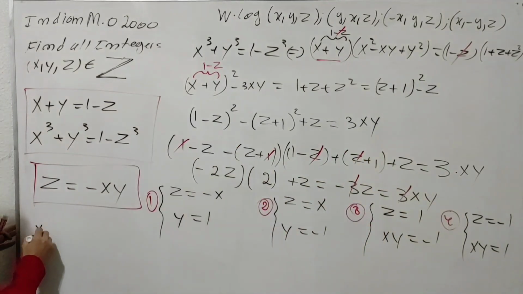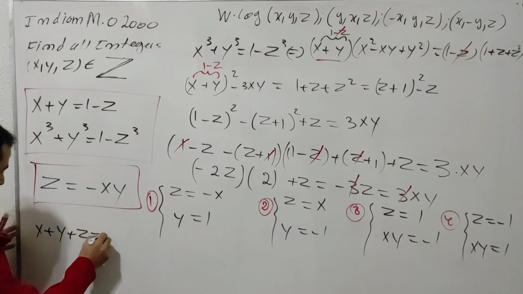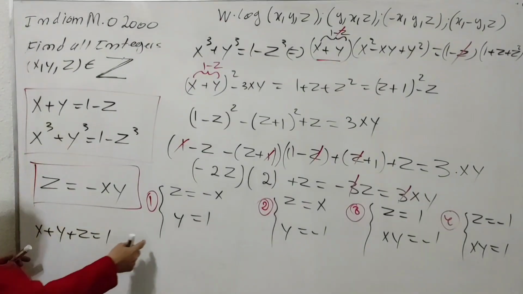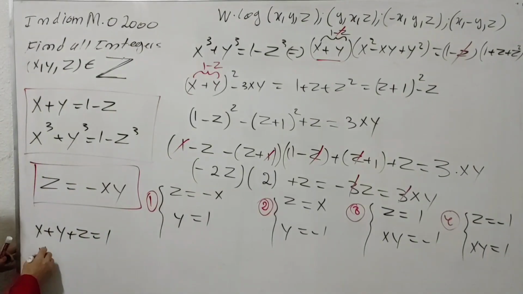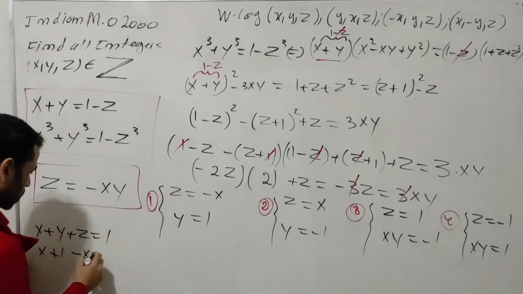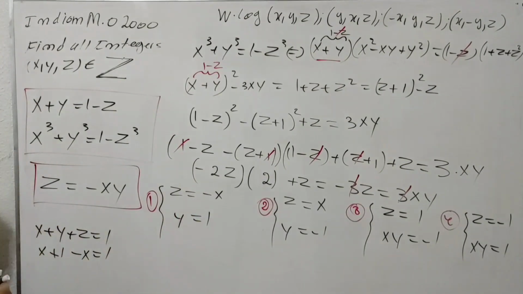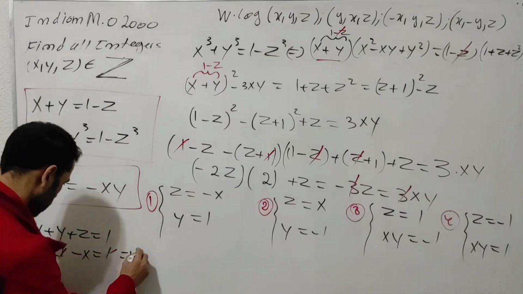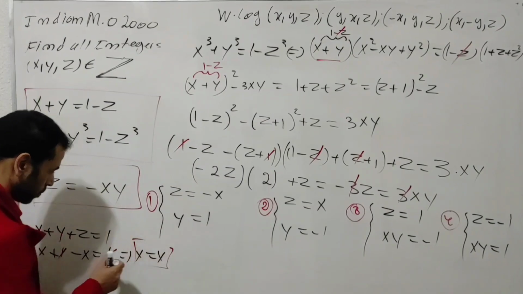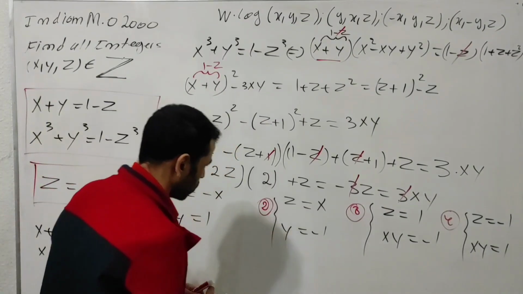I have x plus y plus z equals 1. The total of these numbers equals 1. I'm going to replace y with its value. I have x plus 1 minus x, by replacing z with minus x, equals 1. This 1 will be cancelled out from the right and left hand side. I will get x equals x, which doesn't mean anything. So I'm going to move on to the second equation.